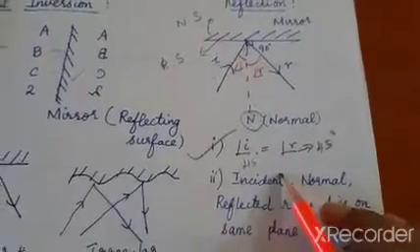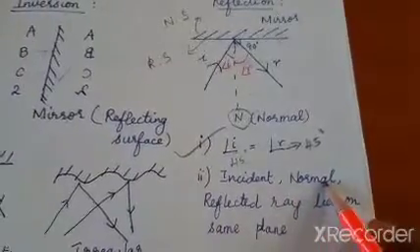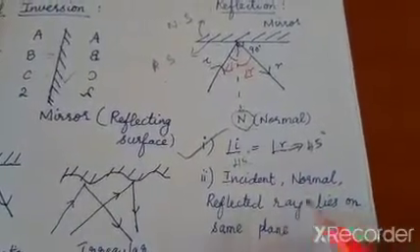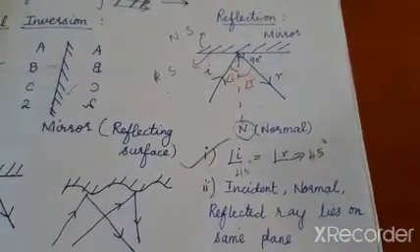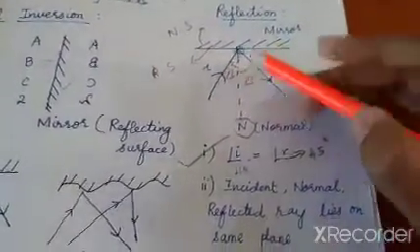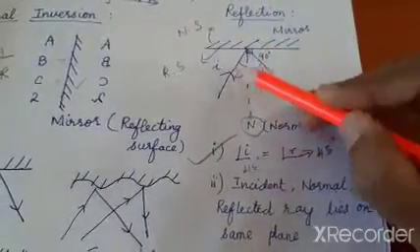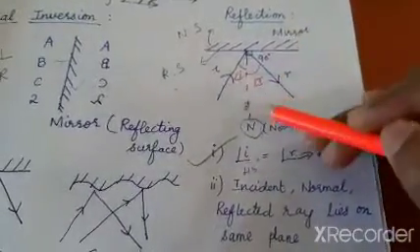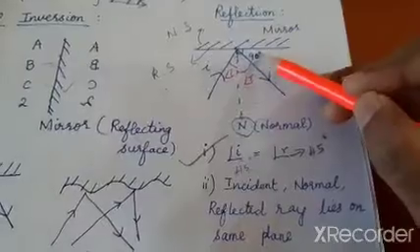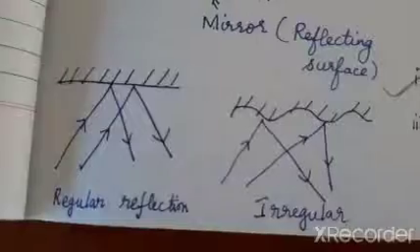Understood? Then the second law of reflection is that the incident ray, the normal ray and the reflected ray all lie on the same plane. All these rays are lying on the same plane. They do not move away from or near to the reflecting surface. This is the second law of reflection.